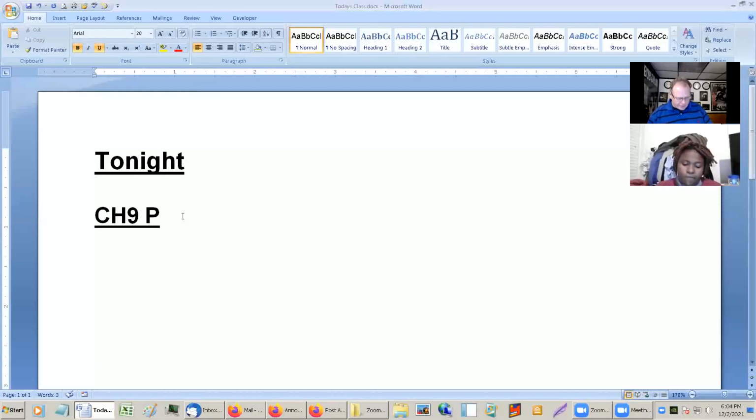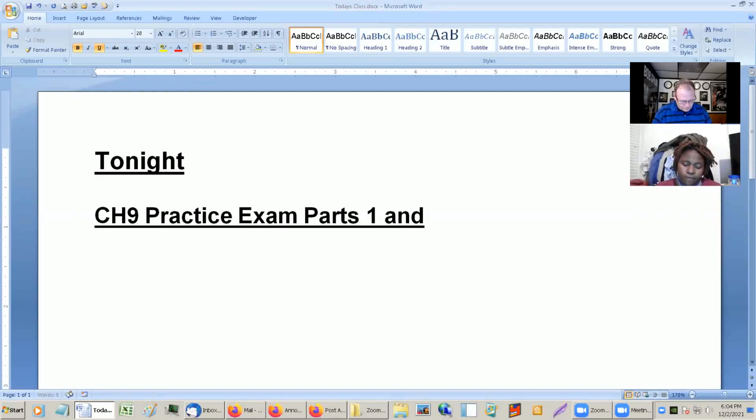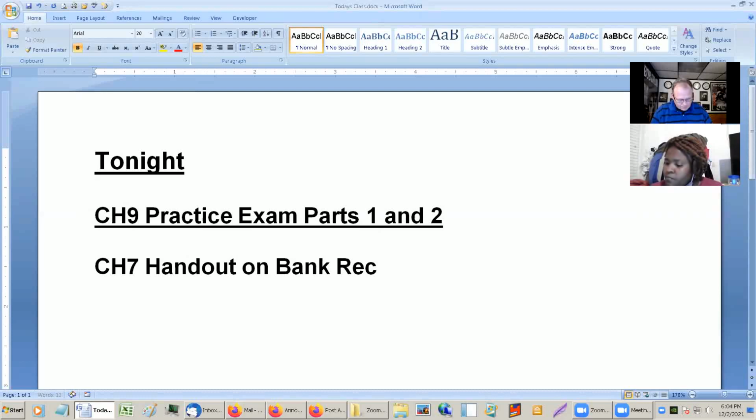Okay, chapter 9 practice exam. I don't know why I got that underlined, but anyway. And then we're going to do the chapter 7 handout. Bank reconciliations.